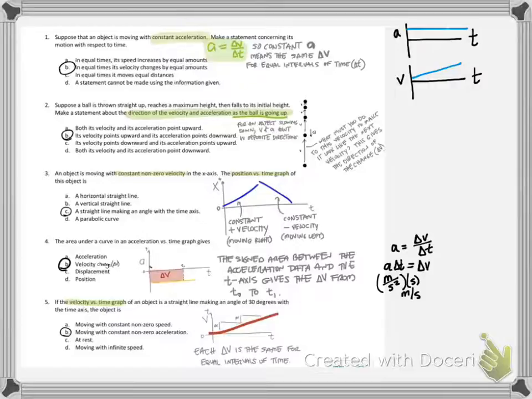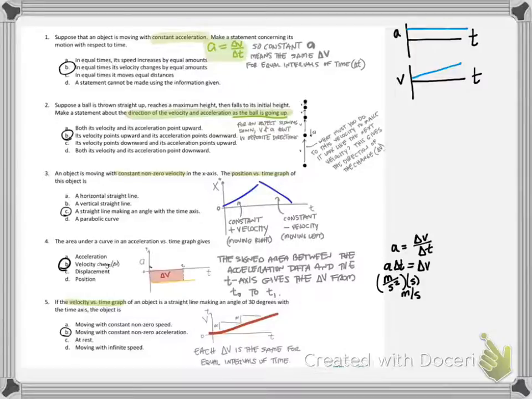Another way of saying the area under the curve there, well, that's the area of a rectangle. The area of a rectangle is base times height. What is the base? Well, it's the time interval. What's the height? It's the acceleration value. So the area under a curve, that just means the area enclosed between your shape and the x-axis or the horizontal axis, gives you how much velocity changed.